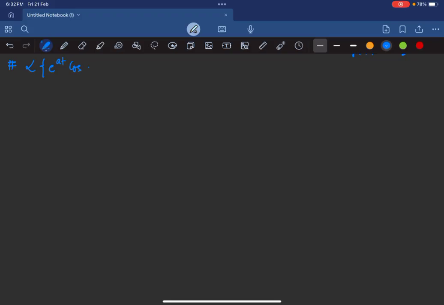suppose I am writing here e power at, or suppose in general if we consider cos bt. If I write, see the formula goes like this: s minus a over s minus a square plus b square. So you know that Laplace transform of cos bt is what? s by s square plus b square.